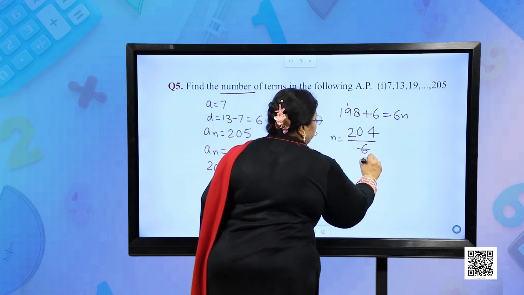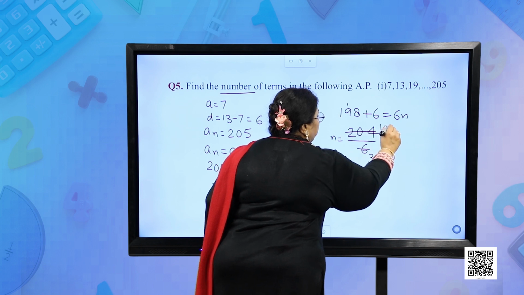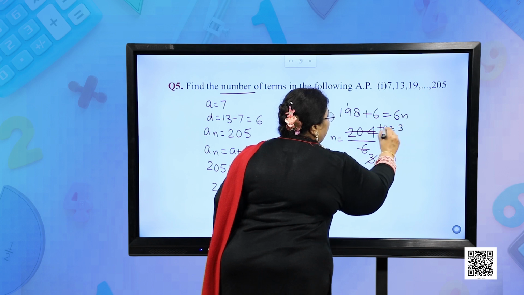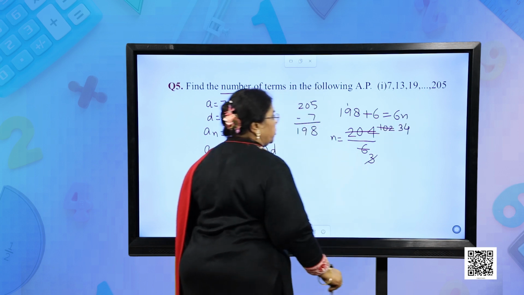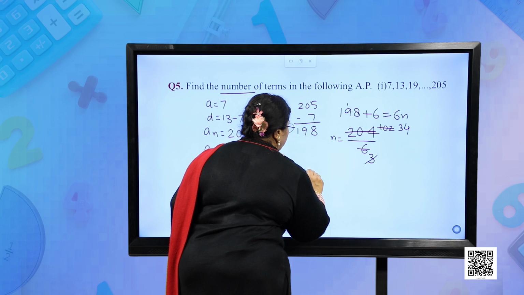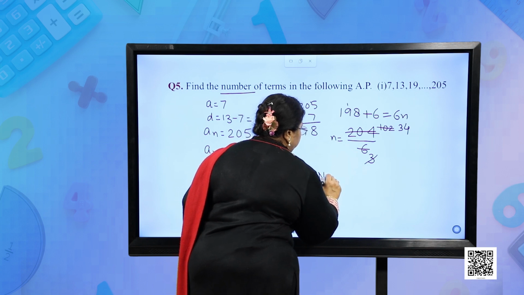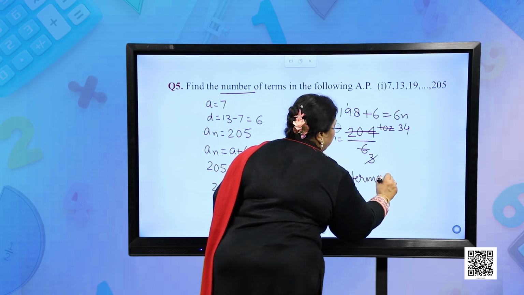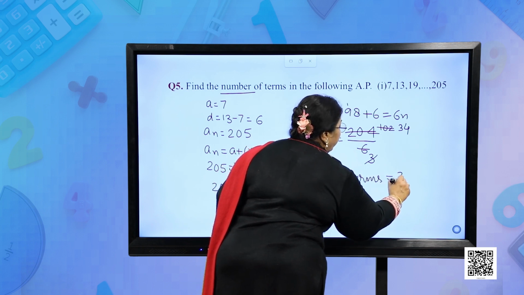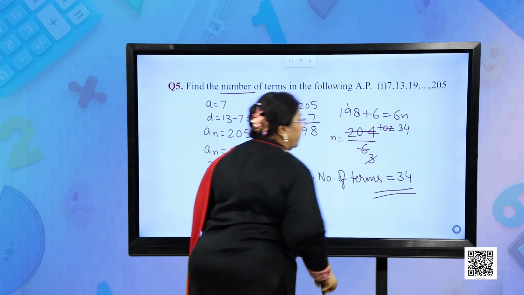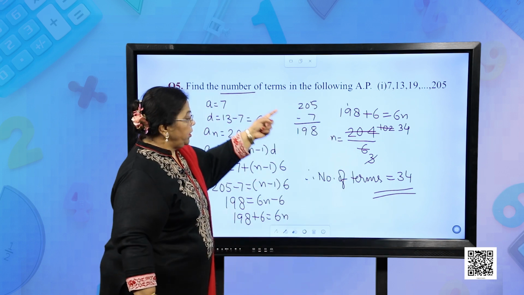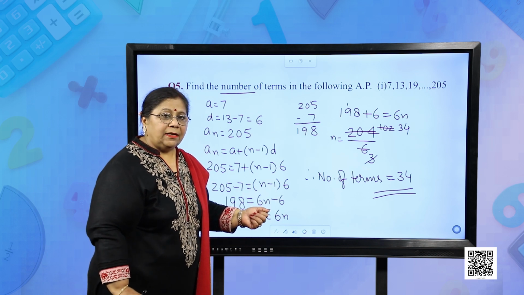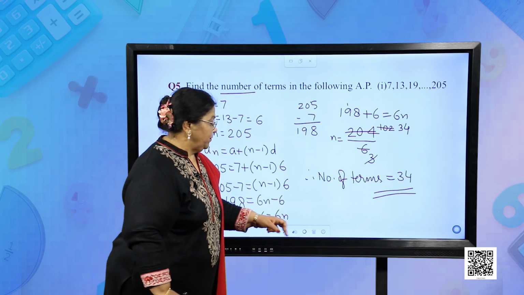I can cancel, 2 3s are 6, 102. Again I can cancel, 3 3s are 9 and 4. 3 4s are 12. Therefore, the number of terms are 34. We were supposed to find the number of terms. So, the number of terms for this AP are 34. I hope it is clear. Shall we go to the next question?